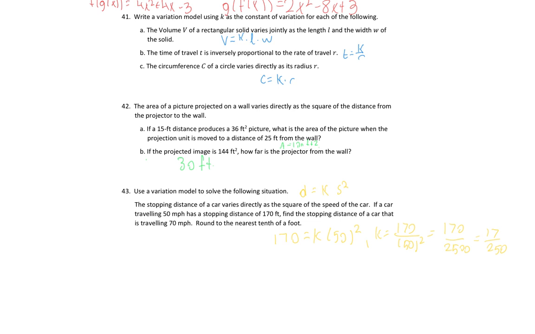So that means that we need to find the distance whenever our speed is 70 miles per hour. Just plugging that into my calculator, 17 divided by 250, sorry, that's my bad, times 70 squared. That is 333.2 feet. And that is our final answer.